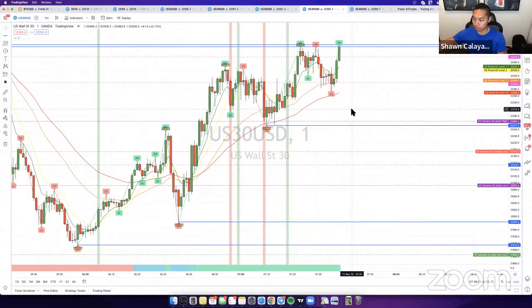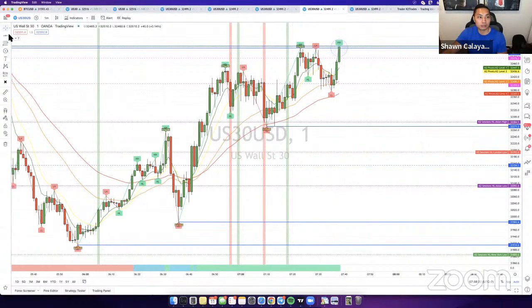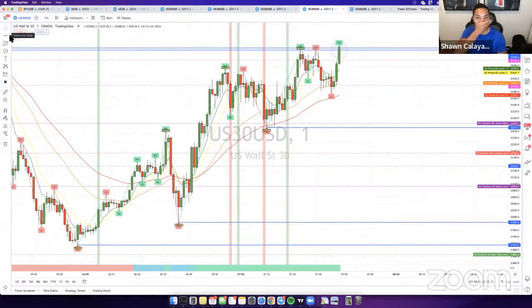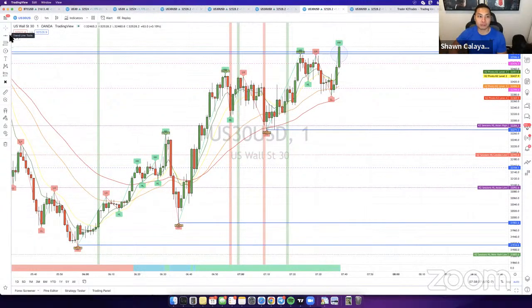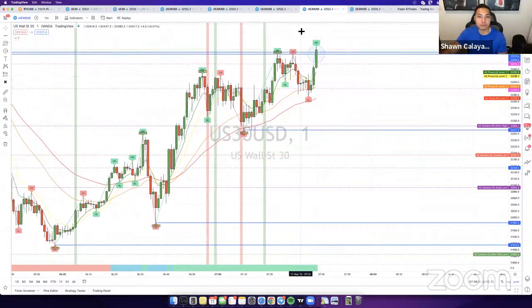All right, guys, so check this out. Look where price is currently at. If you guys remember where we were anticipating price to go, liquidity right there. And I wouldn't be surprised if it starts to make its way back down. So I wouldn't be surprised if it wicks off here and then comes back down.